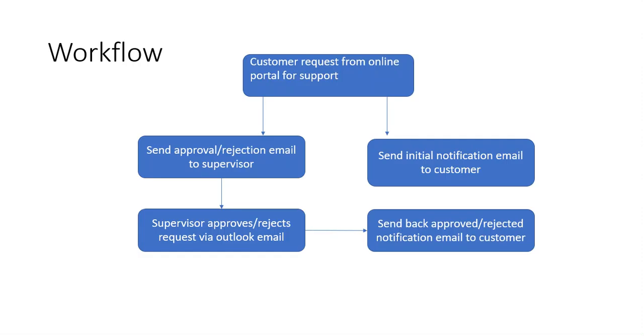This is the workflow. Once the user makes a request for support from the online portal, it will automatically send an approval or rejection email to the supervisor, and at the same time we will also send an initial notification email to the customer saying your record has been recorded in our database, and this is your reference ID for the future. Then the supervisor or manager will receive the approval or rejection email via Outlook, and then we will send an approval or rejection email to the end user as well.